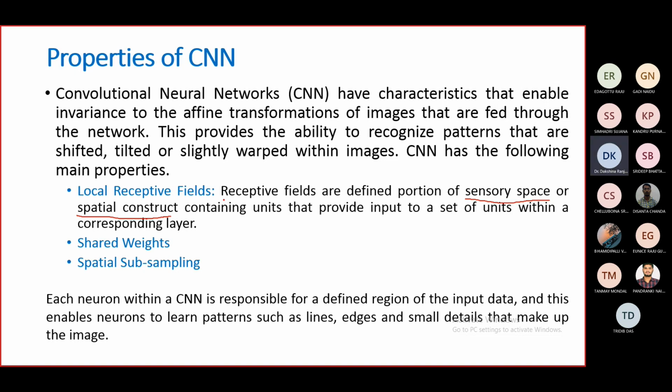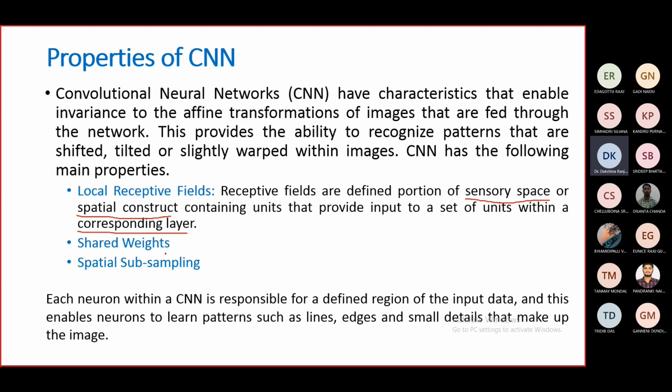So the importance of receptive field is to contain the units of the pixel values that provide the input to the set of units within the corresponding layer. So here the corresponding layer means the next layer. So in the next layer, after convolution or pooling operation, we generally generate the feature maps or convolved image.